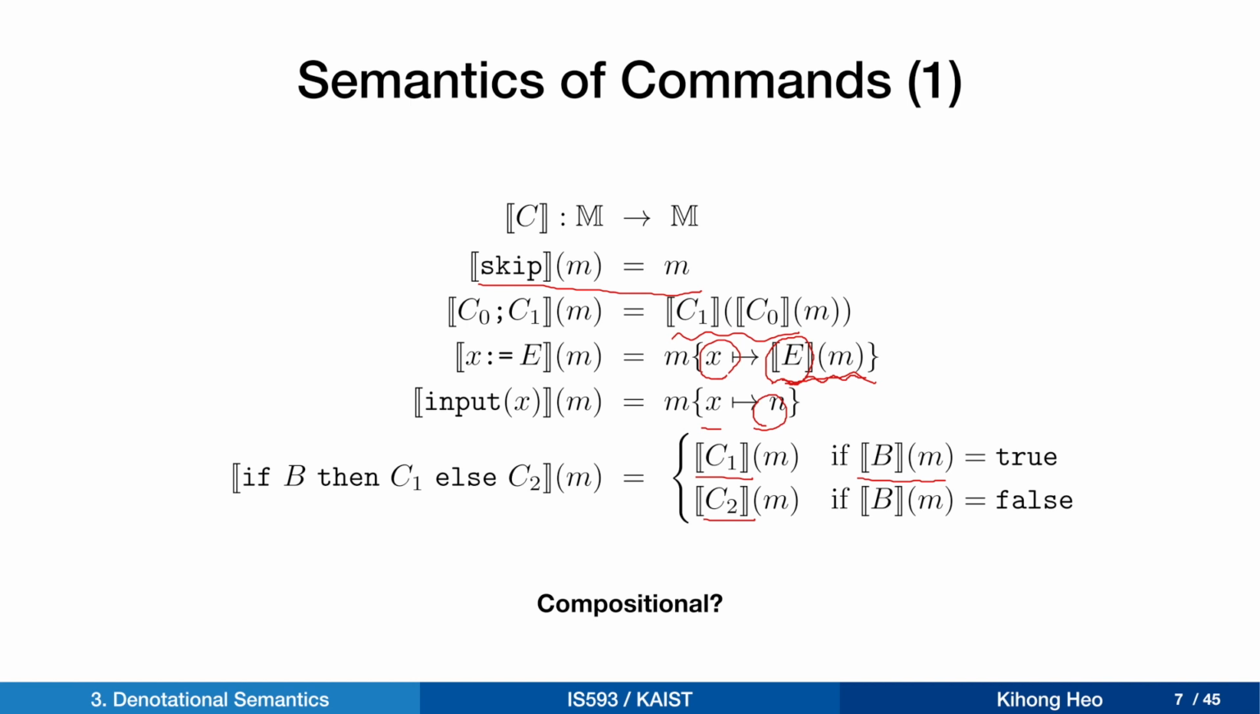Okay. So far, what do you feel? So each definition is quite straightforward as before. I mean, here we have a similar structure to the operational semantics, and everything is compositional so far, which means that the semantics of a command is mathematically defined by the semantics of each subcommand. Okay, so this is really compositional.